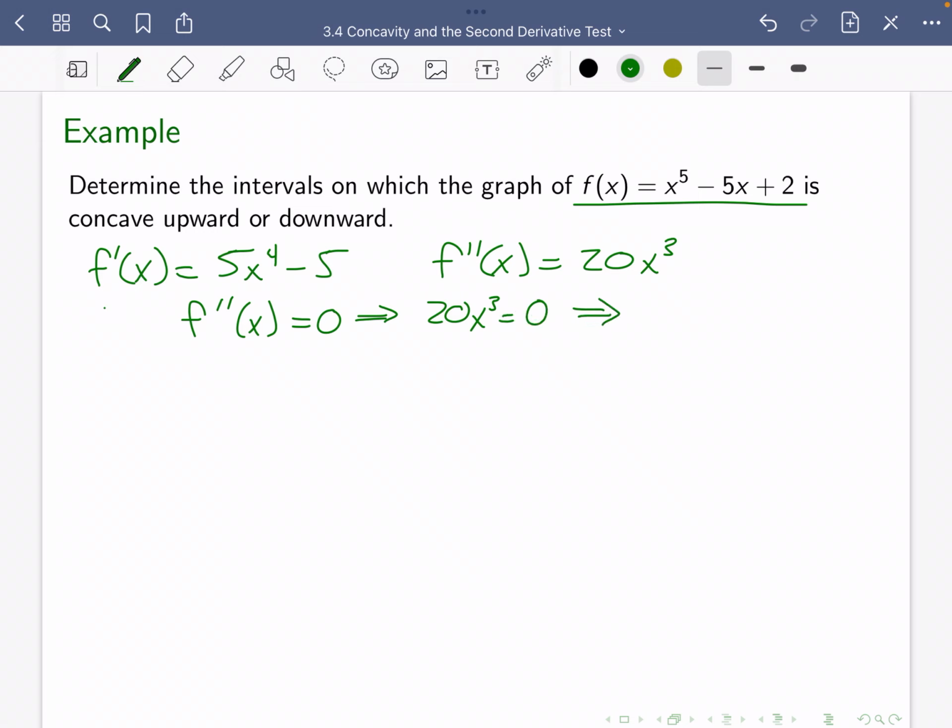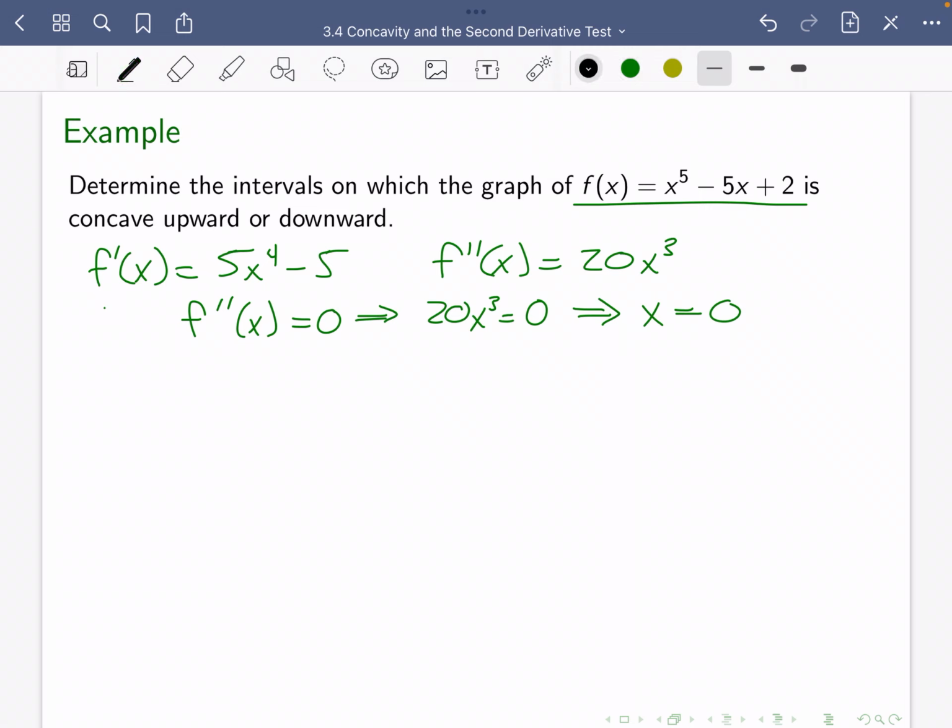So that will happen when x is equal to 0. So 0 is a potential location for a point of inflection. We aren't guaranteed it's a point of inflection. It's just a possibility at this point.